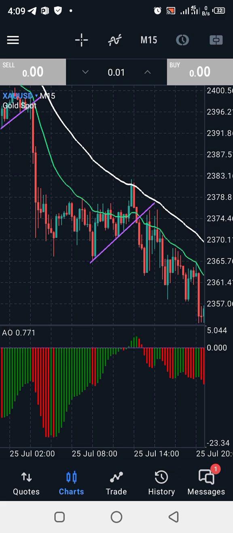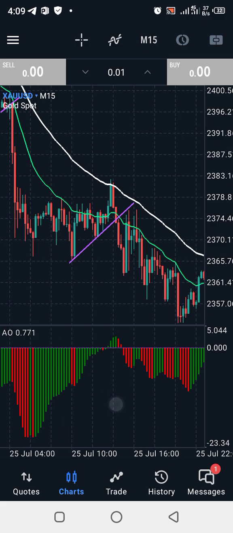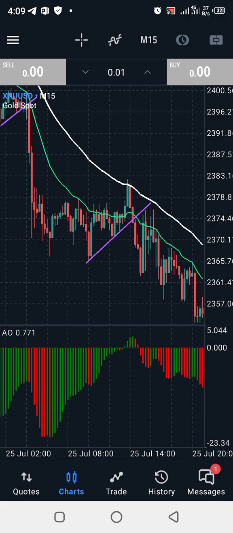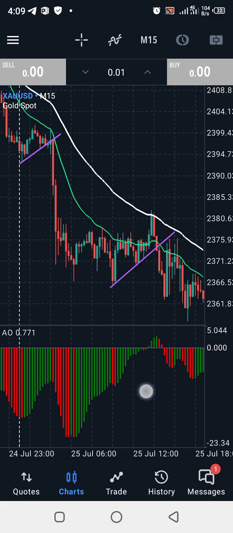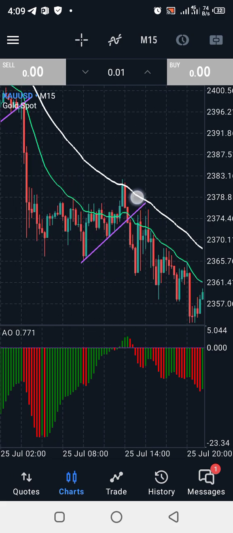So what's the strategy behind this indicator? The strategy behind this indicator is called the trend divergence. This indicator is a trend-based strategy. You understand? It's a trend-based strategy, and it is called the trend divergence indicator.